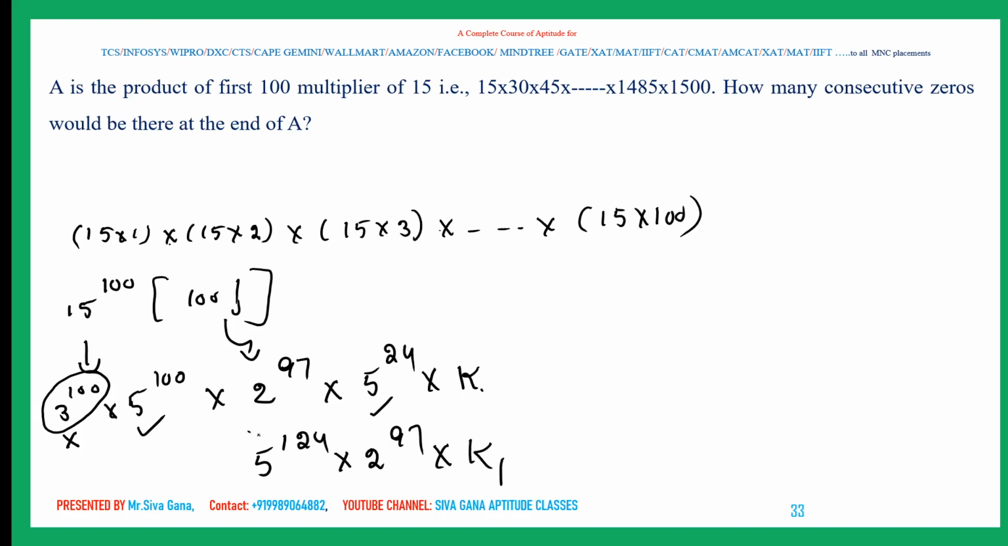Okay, so 5's are 124, 2's are 97, the lesser is 97. So 97 trailing zeros. The answer for this question is 97 trailing zeros.